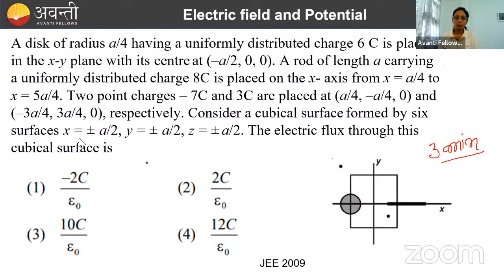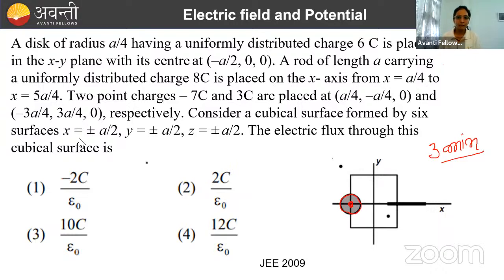Okay, so I hope you all have read the question carefully and must have tried doing it as well. Now let's do it together. There is a disk of radius a by 4 having a uniformly distributed charge 6 coulomb. It is placed in the XY plane with its center at minus a by 2, 0, 0. So this is our disk here, and its center is at that coordinate.